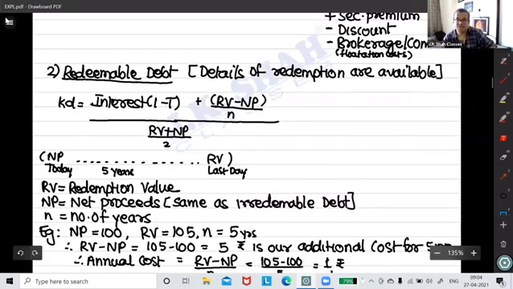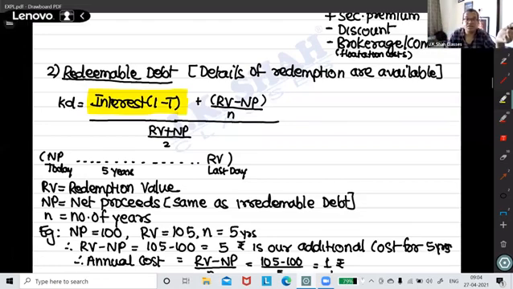See here, guys. This part is already annual, right? So, is there any need to divide it by N? No. RV minus NP, the difference is over the span of the debentures. That's why we divide it by N. In the example that we took, as you can see in the last slide, RV minus NP, 105 minus 100, that is 5 rupees, is the additional cost for 5 years. So if you want the annual figure, you have to divide by N.